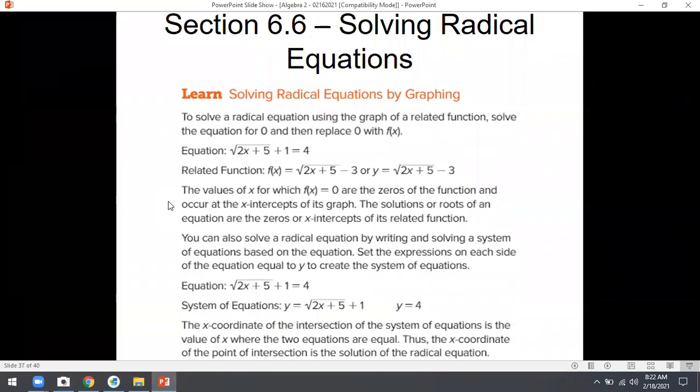All right. Now, any questions over that? Getting the root by itself? Get the root by itself, undo with the exponent. Don't forget to go back and check for extraneous solutions. Cool? All right. Now, the last part, I'm not going to do an example over.